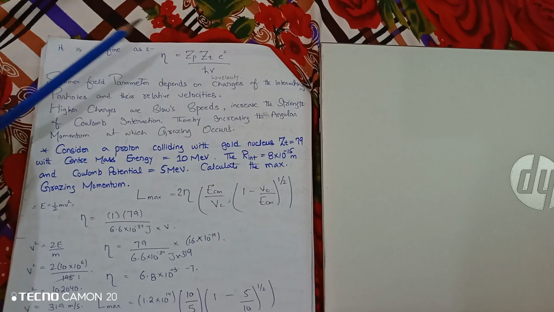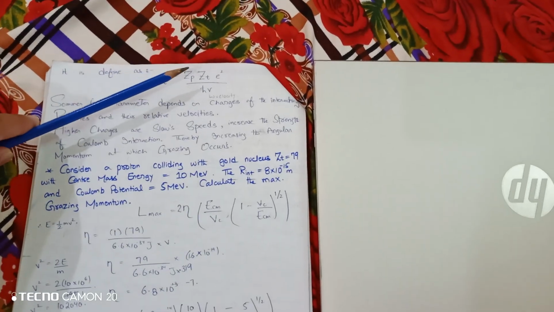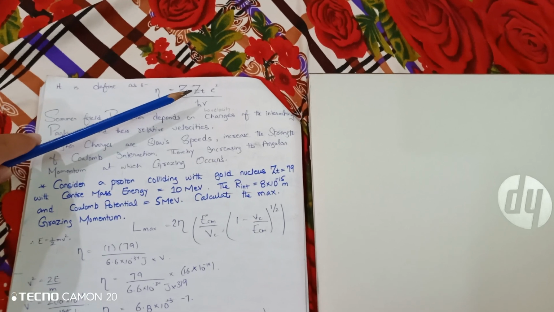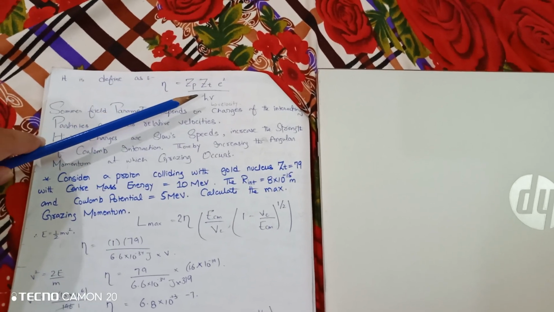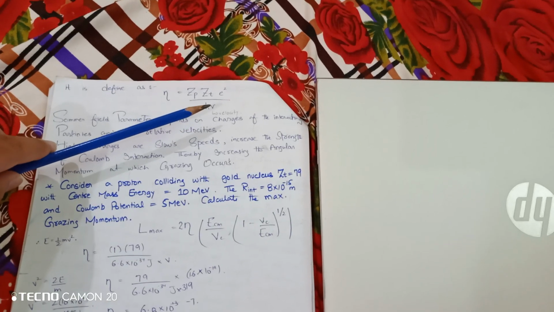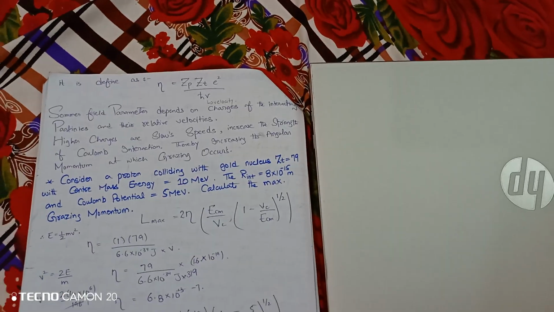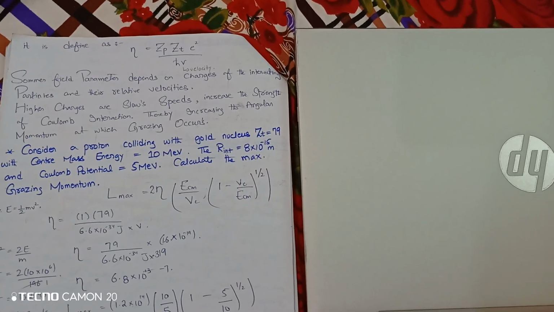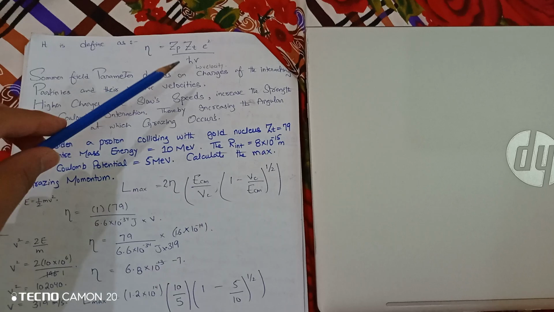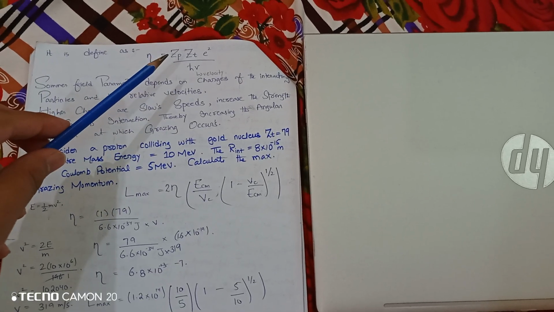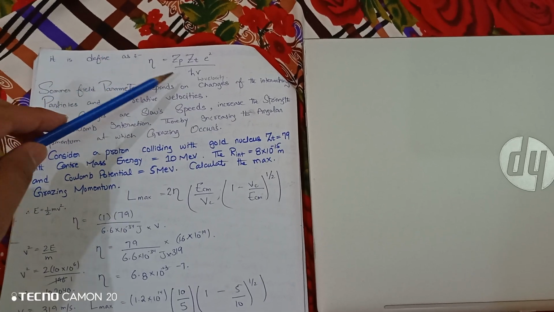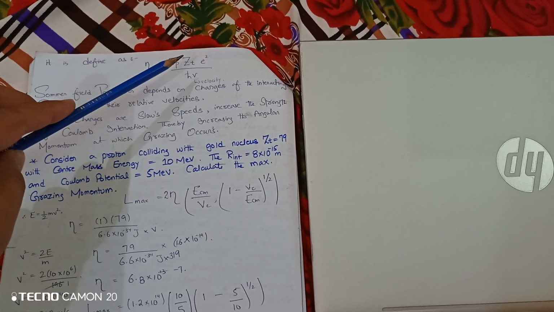Here is the relation of the Sommerfeld parameter: Zp, the atomic number of the projectile, and Zt, the atomic number of the target, multiplied by e squared, divided by h cut times v, where h cut is the reduced Planck's constant and v is the velocity of the projectile particle. So the Sommerfeld parameter depends on the charges of the interacting particles.